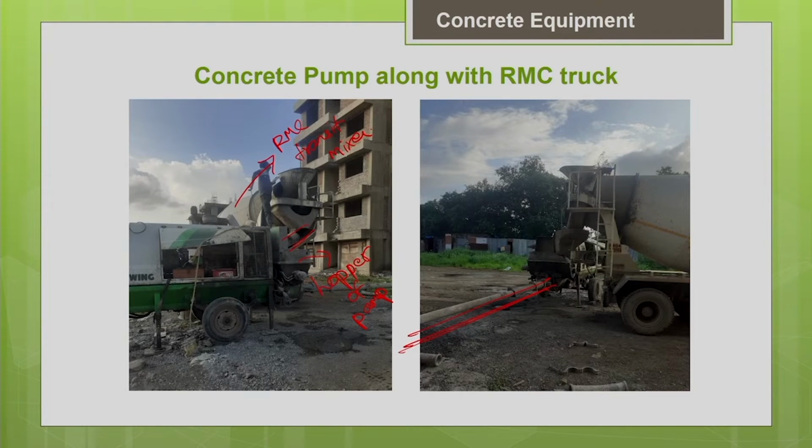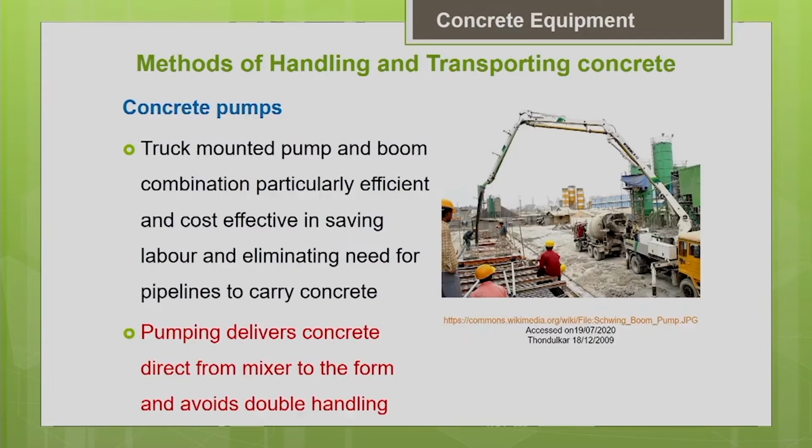So, basically we are allowing the concrete to flow through the pipelines by applying pressure with the help of the pump. In some places the job site will be so congested that it will not be possible to place the pipelines on the ground. In that case you can go for this truck mounted pump and boom. This is called the truck mounted pump and boom combination.